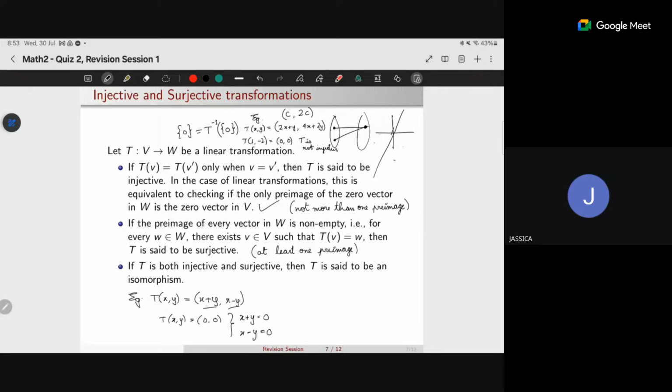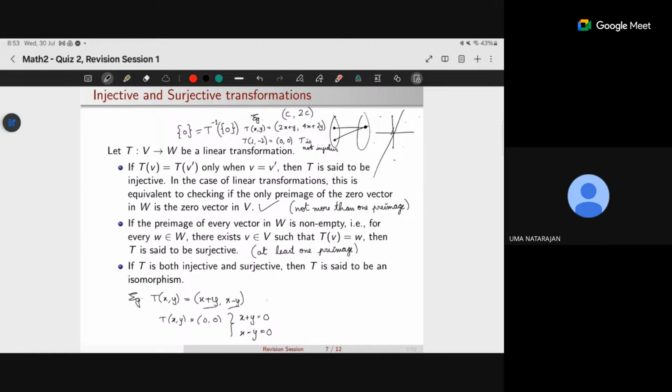Every other point here will not be in the image. Sir, can we say surjective means the range of T is equal to the codomain? Yes, that is the definition of surjectivity of a function. Yeah, that is exactly what it is. Okay.